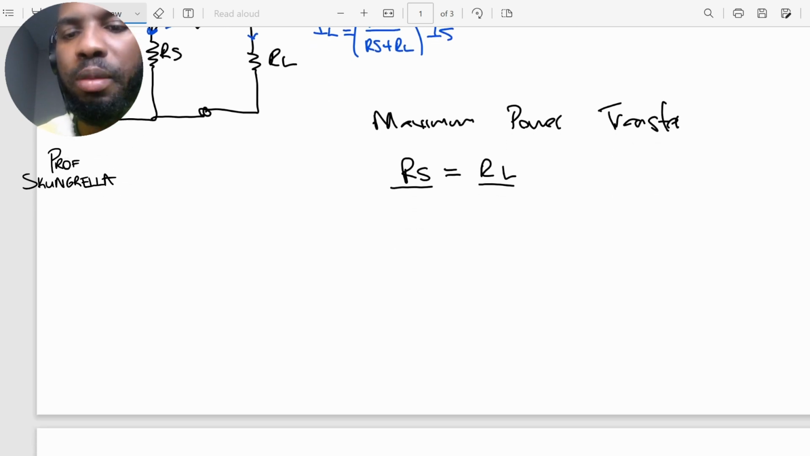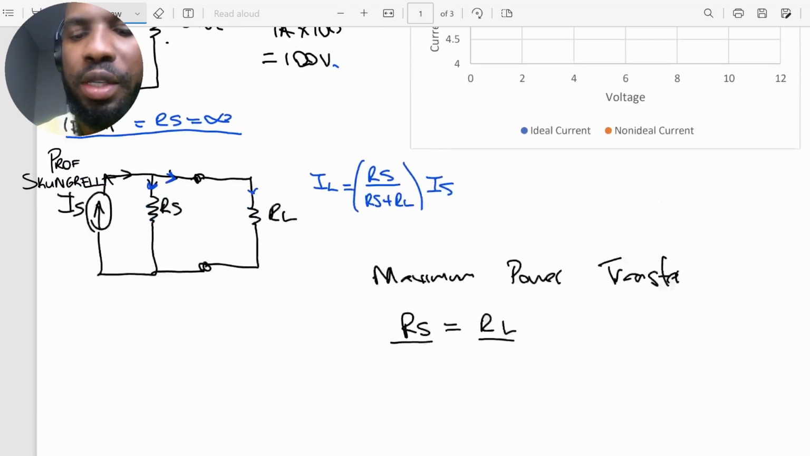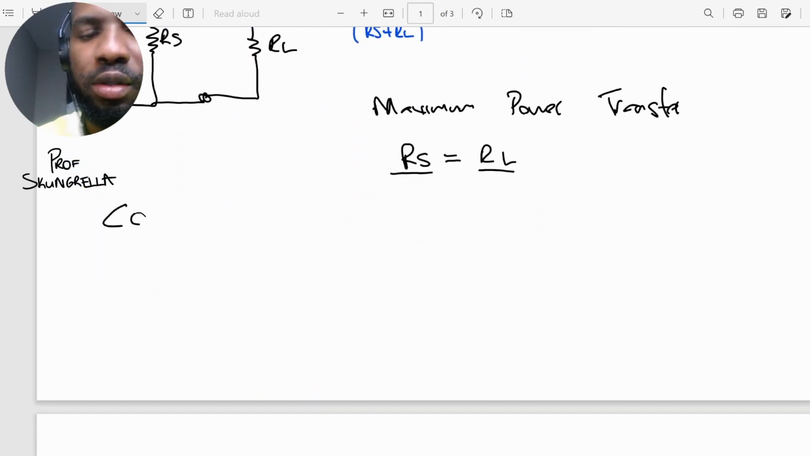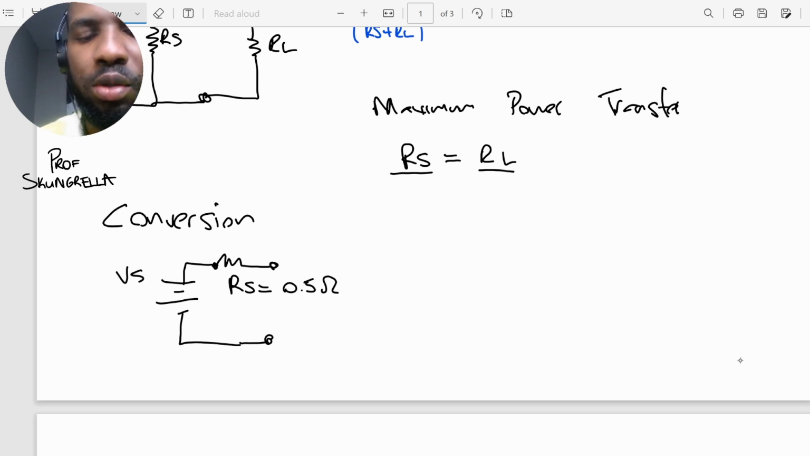Okay, let's go on to talking about the Y and the delta transfers, right? And the current source to voltage source conversions, right? So here's an example. Let's talk about the conversions first. Sometimes it's important to convert a voltage source to a current source. So let's say we have this voltage source right here, right? And we have a source resistance. And this is our voltage source. Let's say our source resistance RS is equal to 0.5 ohms. And the voltage source is equal to 10 volts.